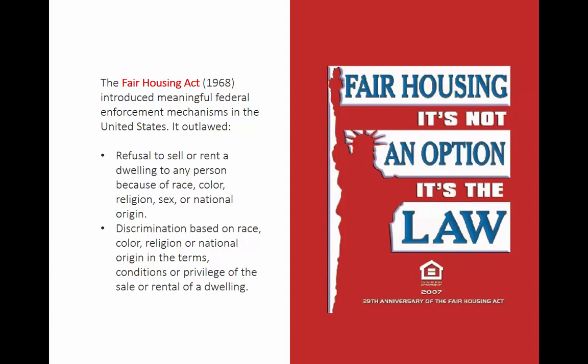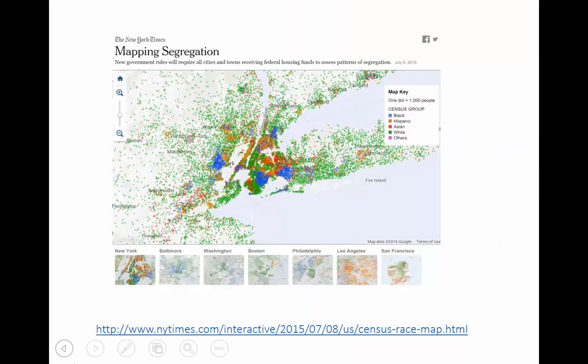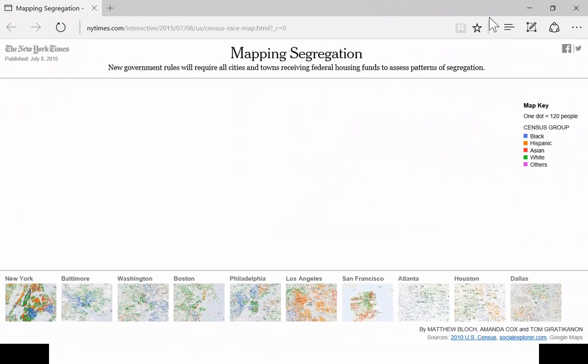And now let's fast forward to 2015. That's a map of New York. You see it. The different colored dots represent, I think, 100 people or 1,000 people of particular ethnic backgrounds from the census data. Let me click on it to actually go to the website. It's a pretty cool website. You can look at other cities in the US as well. So here we are. It's from the New York Times.